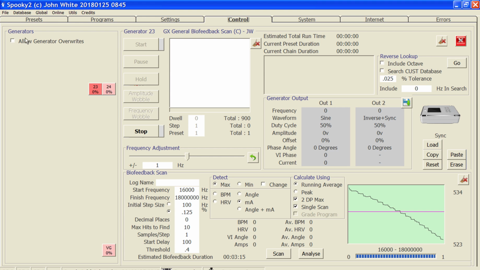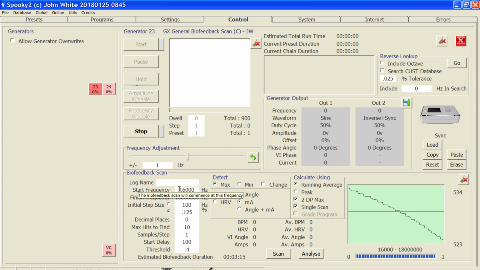If we go to the control tab, allow generator overrides, and click on a generator, you'll see that the start frequency is 16 kHz. That's very low for a biofeedback scan. And look what the maximum finish frequency is. It's 18 million cycles per second. Now, not many frequency generators can go over 5 MHz. A few can go over 10 MHz, but the Generator X can go up to 40 MHz. That's 40 million cycles per second. This preset goes to 18 million cycles per second, so it's easily within grasp of the Generator X capabilities.